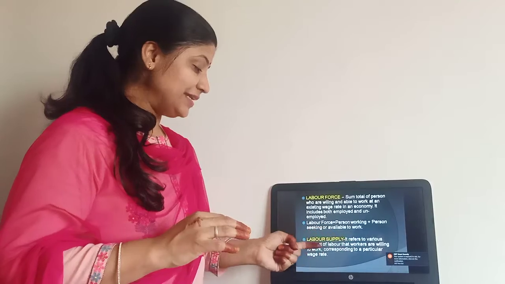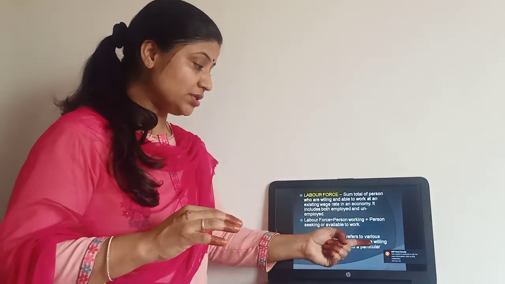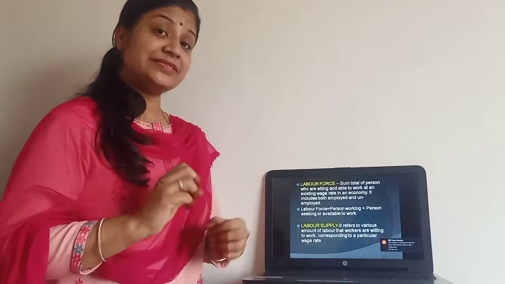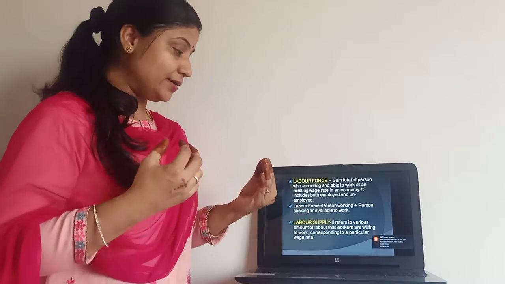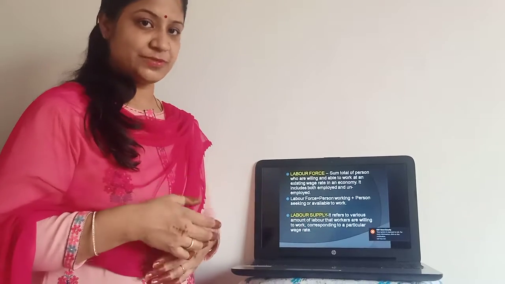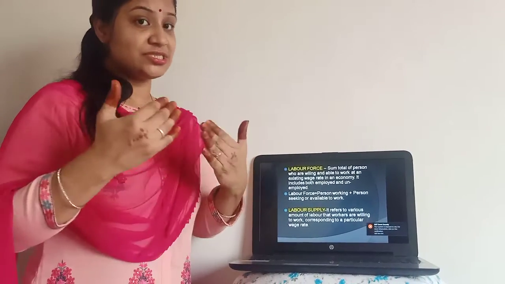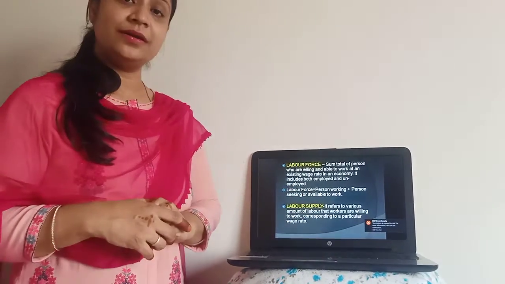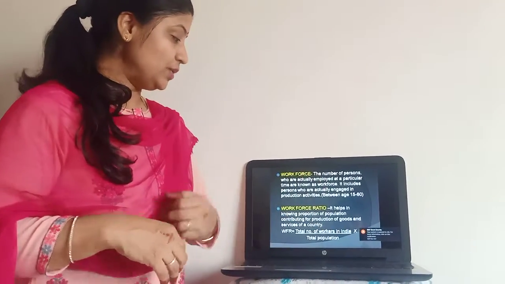Now what is labor supply? It refers to the varying amount of labor that workers are willing to work corresponding to a particular wage rate. That means they are ready to work at a particular wage rate. They are called labor supply. It means labor is supplied by some particular agencies when we need a number of laborers. That is labor supply. Now let us move further.